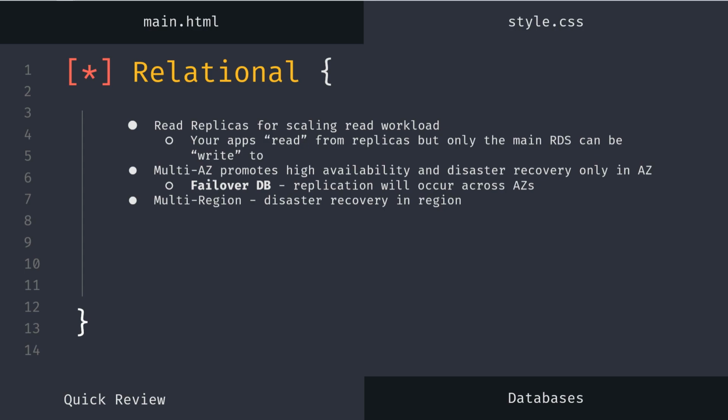Now, you can also have multi-AZ, which improves your high availability and disaster recovery in that AZ. You have something called a failover database, which allows that replication to occur across multiple availability zones. And you have multi-region for disaster recovery across regions.